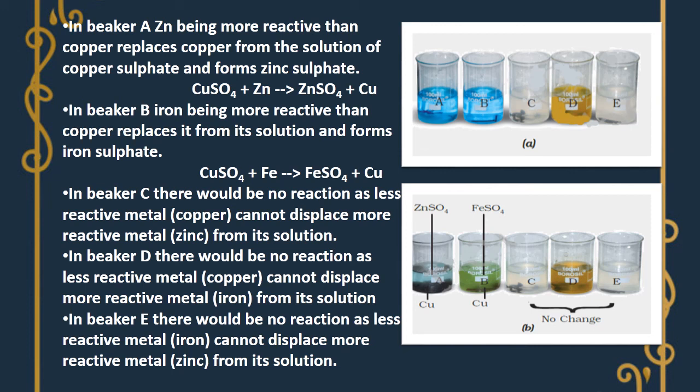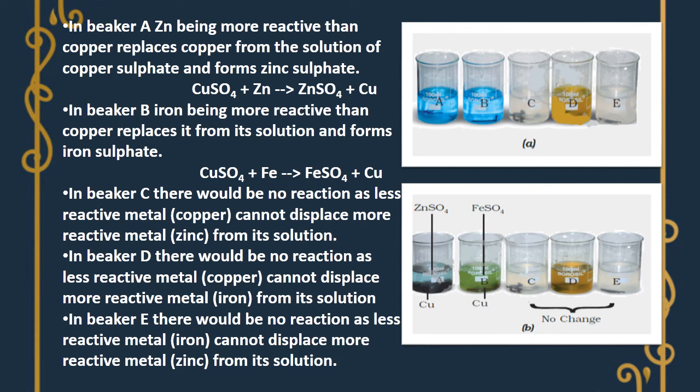So let us have a quick recap of the activity that we did. In beaker A, zinc was more reactive than copper, displaced copper from the solution of copper sulfate and formed zinc sulfate. This is the chemical reaction taking place in beaker A. Now in beaker B, as iron is more reactive than copper, it displaces it from its solution and forms iron sulfate. And this is the reaction taking place in beaker B.